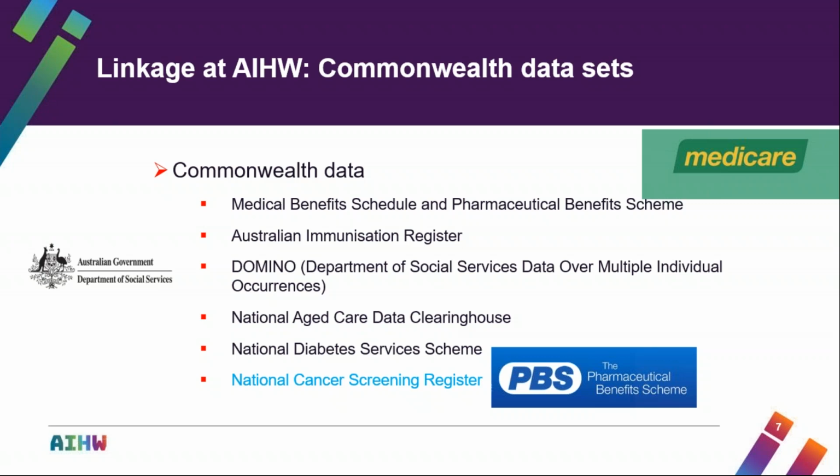Now, you may be able to get this data from the former Department of Human Services, now Services Australia, if you have a fully consented study under their model. But if you do not have consent and you need a waiver of consent, then you'll have to use the Institute currently for linkage of those data sets. There's also the Australian Immunisation Register.